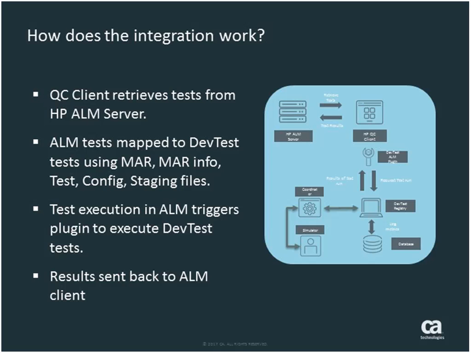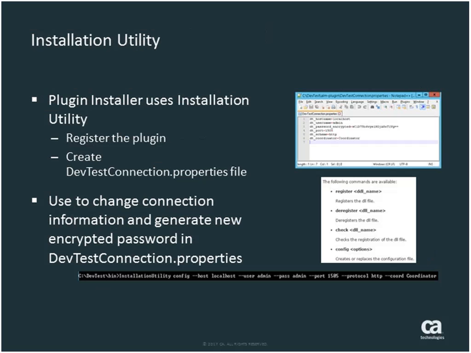Okay, let's get into the next slide. So what is the installation utility? With the plugin, the plugin installer actually uses what we call an installation utility. Once you install the plugin, you can see that available on your machine. What it helps with is registering the plugin, and it creates the DevTest connection.properties file.